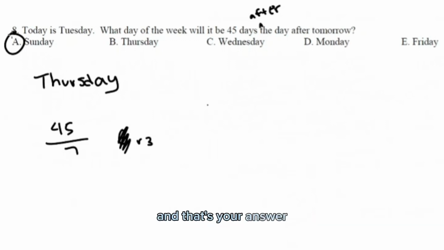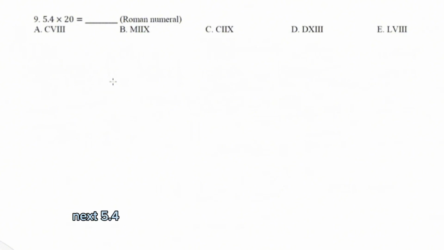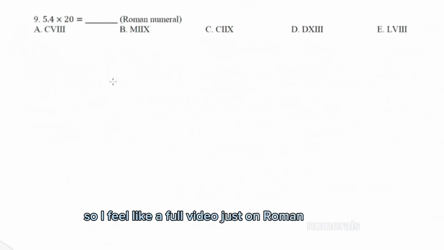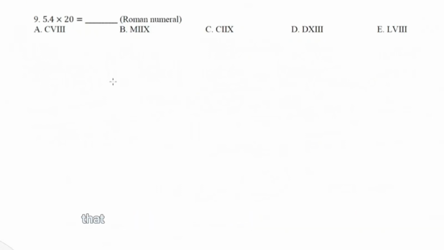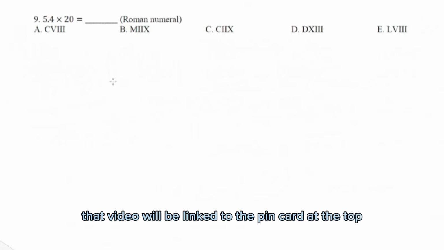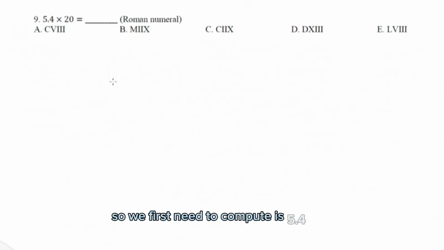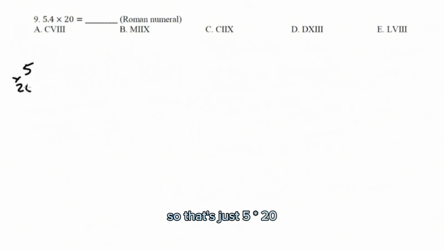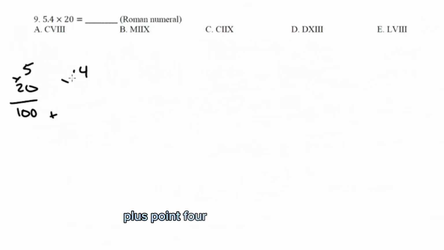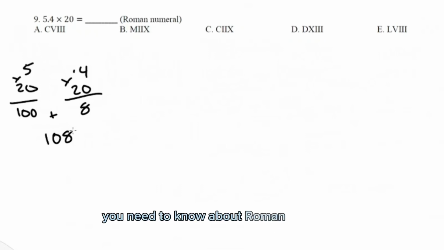And that's your answer. Next, 5.4 times 20 equals what in Roman numerals? Alright, so I have a full video just on Roman numerals, but let's continue with this problem. That video will be linked in the pin card at the top. So what we first need to compute is 5.4 times 20. So that's just 5 times 20, which is 100, plus 0.4 times 20, which is 8. So that's 108.